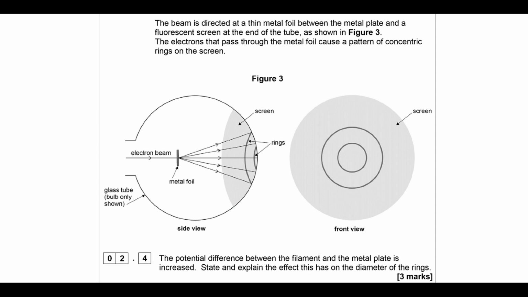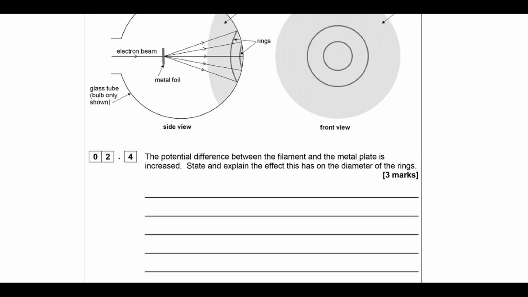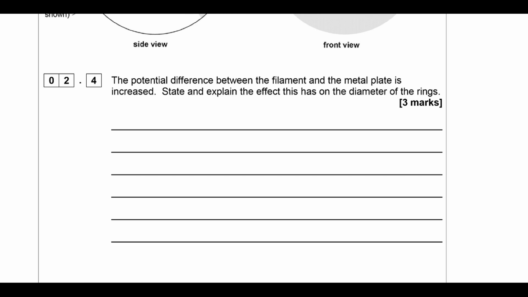Okay, so the electrons we've just accelerated to high speed are fired at a metal foil, and then there's a fluorescent screen behind it, as we're seeing here. So if we're getting concentric rings, that means that's an interference pattern with our electrons, so they must have encountered something of a similar order of magnitude to their own wavelength, so they're diffracted. It says the potential difference between the filament and the metal plate is increased. State and explain the effect this has on the diameter of the rings.